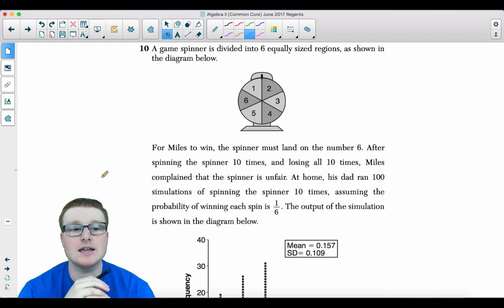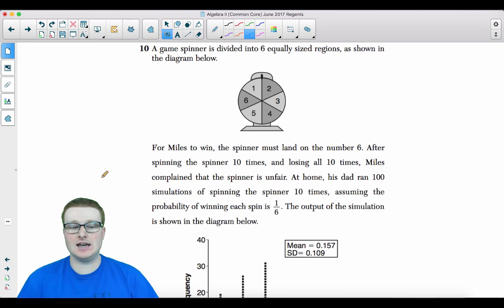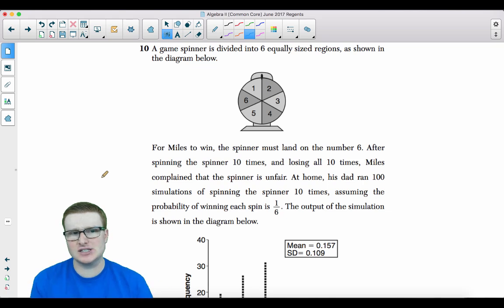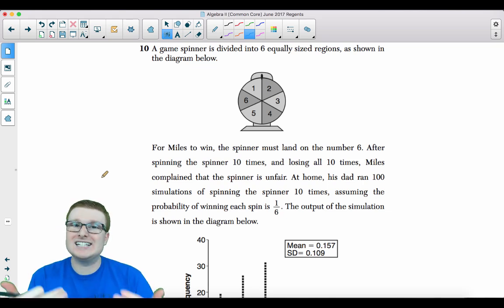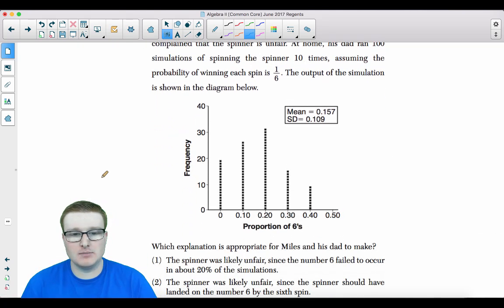Here we go. A game spinner is divided into 6 equally sized regions, as shown in the diagram below. For Miles to win, the spinner must land on the number 6. After spinning the spinner 10 times and losing all 10 times, he's very unlucky, Miles complains that the spinner is unfair. At home, his dad ran 100 simulations of spinning the spinner 10 times, assuming that the probability of winning each spin is 1 out of 6. Well, that makes sense because if there's 6 sections, 6 is only one of those. He has a 1/6 chance to win that 6. The output of the simulation is shown in the diagram below.